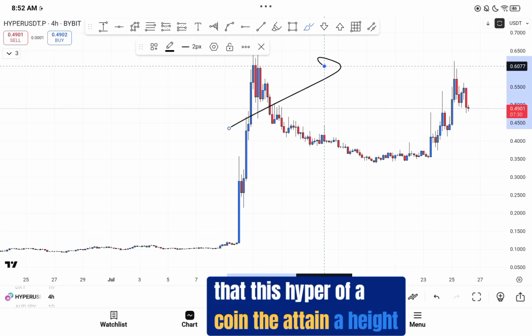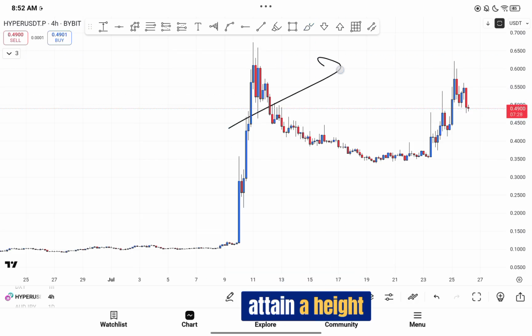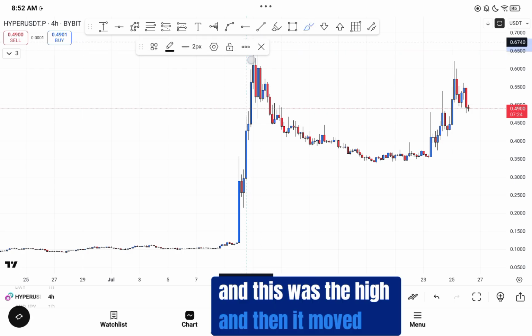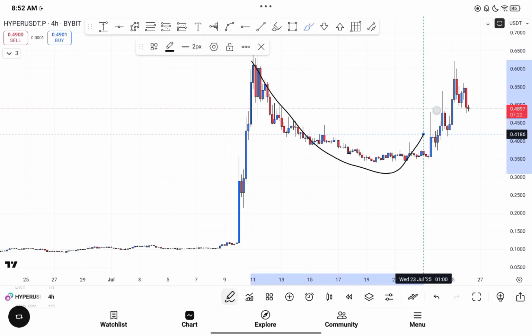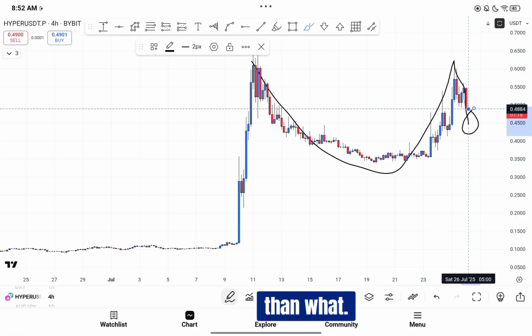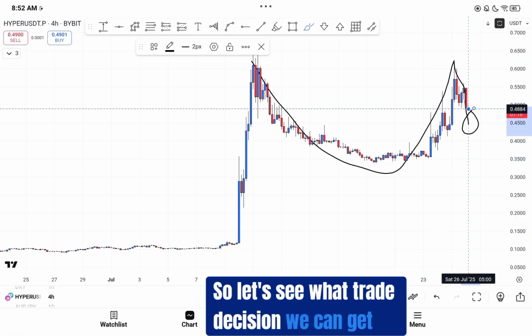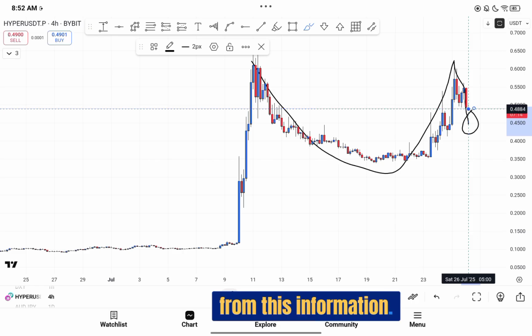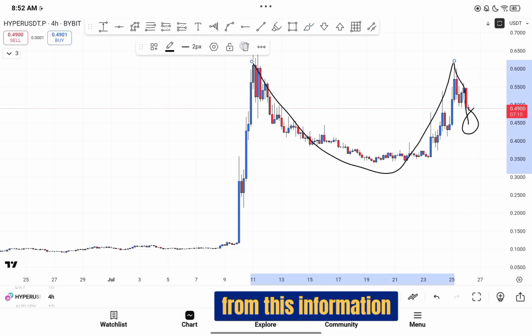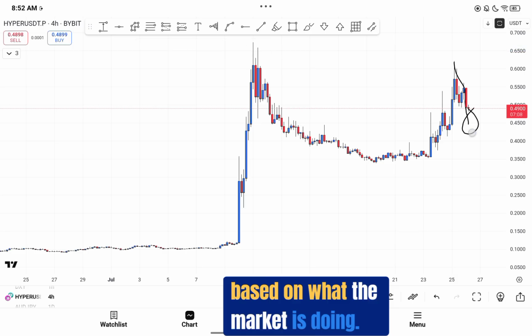they attained a height, and this was the high, and then it moved downwards and moved upwards, and currently it's moving downwards. So let's see what trade decision we can get from this information based on what the market is doing.